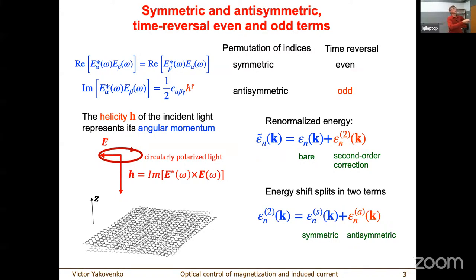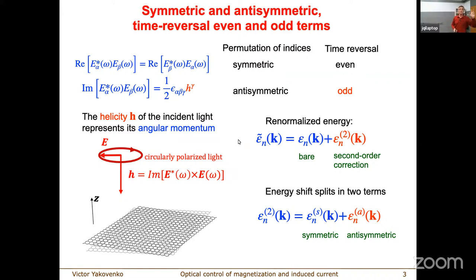This second order correction can be separated into symmetric and antisymmetric parts with respect to momentum K. Normally the system has time reversal symmetry, so the original dispersion is symmetric with respect to K to minus K. But once you apply the perturbation, your electromagnetic light may have helicity, which breaks time reversal. As a result, this correction to the band structure may have symmetric and antisymmetric parts with respect to momentum. The antisymmetric part comes from the helicity of light, and the symmetric part comes from the symmetric tensor. This classification will go all the way through.